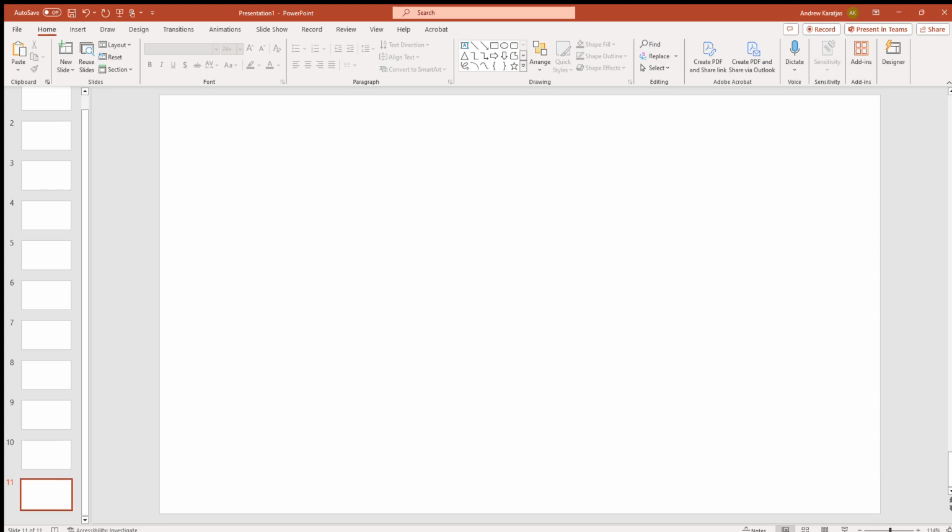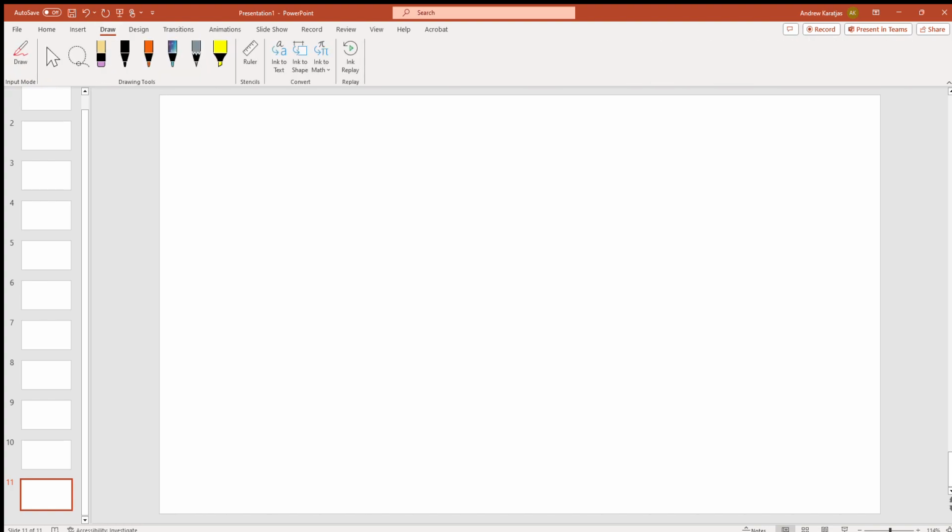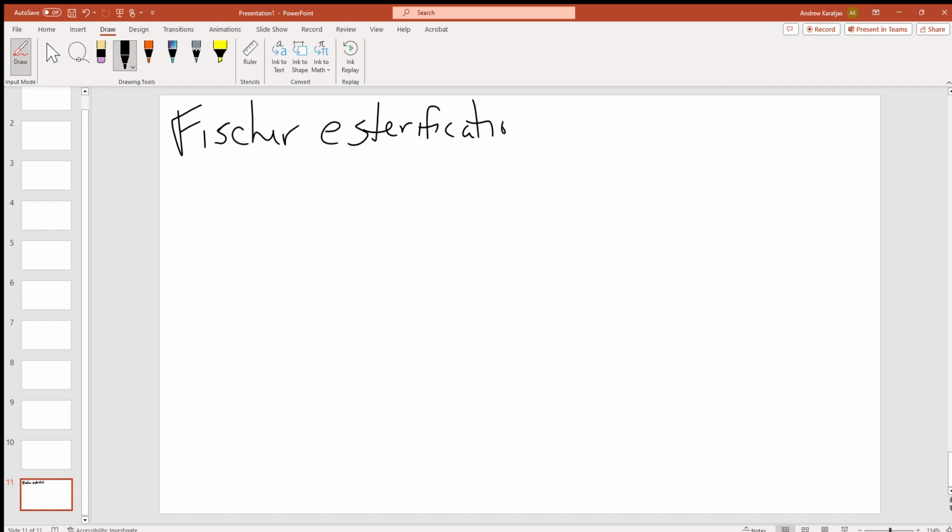Here we're going to talk about the Fischer esterification. Fischer esterification is definitely one of our oldest reactions that we study in an introductory organic chemistry course. Now, the Fischer esterification, sometimes referred to as the Fischer-Speier esterification. Fairly old. It was initially published all the way back in 1895.